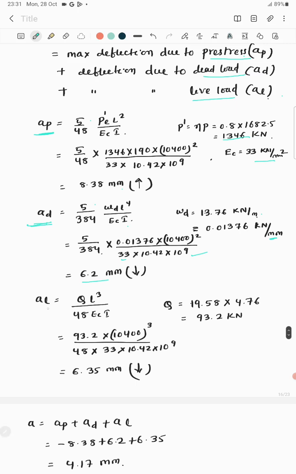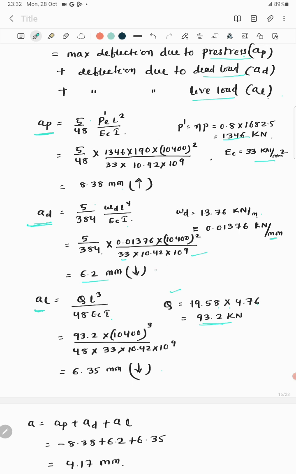Then AL is the deflection due to live load, that will be WLQ or QLQ divided by 48 EI, where Q is the total live load, which is already calculated 19.58 kilonewton per meter square. So 19.58 into length of the load 4.76, that is equal to 93.2 kilonewton. So just put the expression here. After putting all the values, we got 6.35 mm downward.